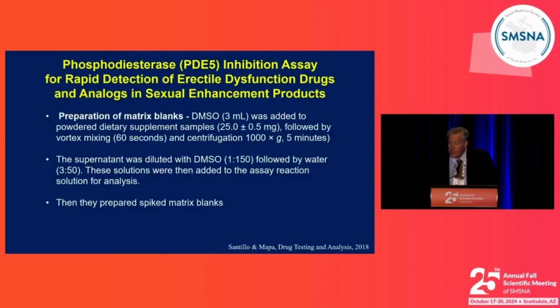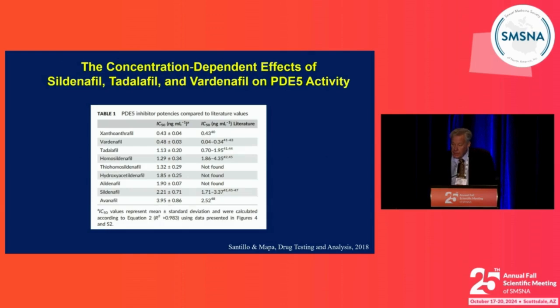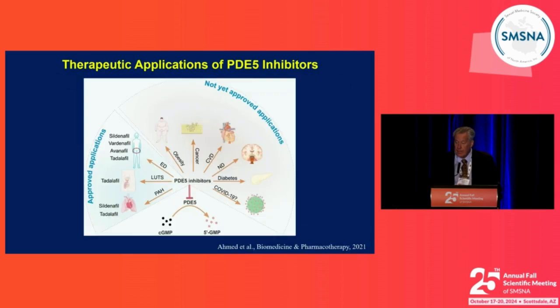They actually worked on something that was pretty neat, an article where they are trying to detect PDE5 inhibitors in various supplements that are offered over the internet. Basically, I won't go through it all, but they prepare a matrix consisting of a powdered dietary supplement, and then they spike that with different PDE5 inhibitors, and they were very successful in using that. And you can see that when they have a table comparing PDE5 inhibitor potencies, it matches up very well what they did on the left to what was in the literature on the right.